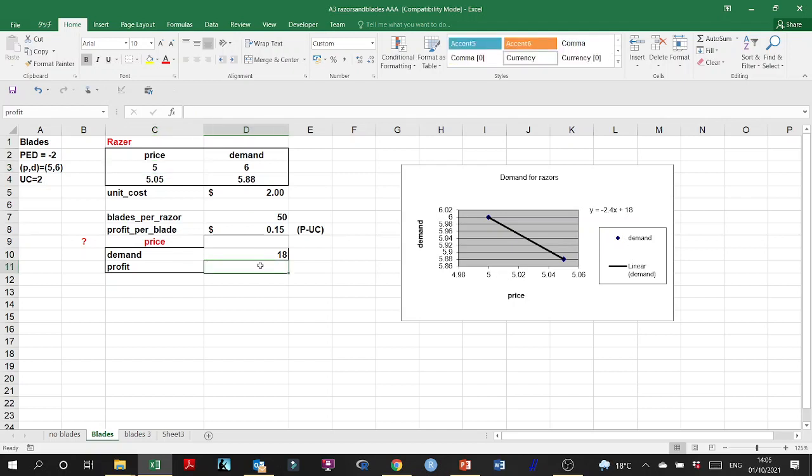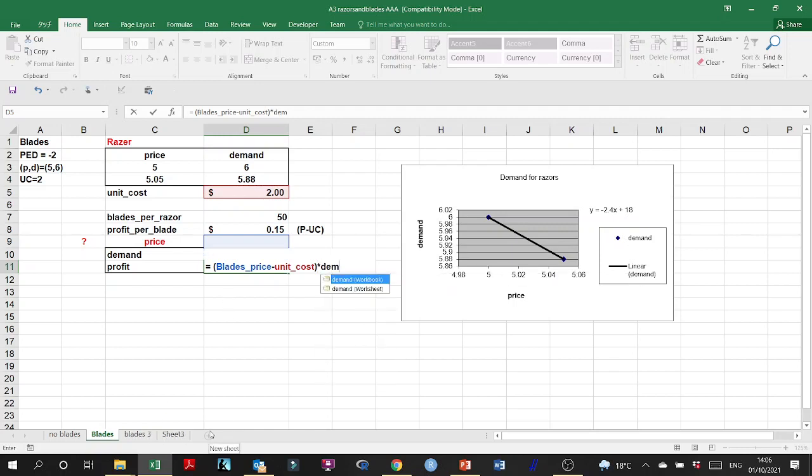So we need the profit here. We have the profit in two terms: the profit coming from the razors, and the profit coming from the blades. The profit coming from the razor is the usual same thing that we've been doing, which is the price minus unit cost, multiplied by the demand, something that we've done earlier.